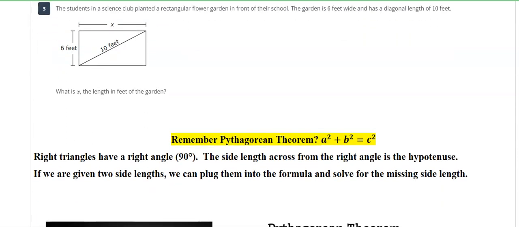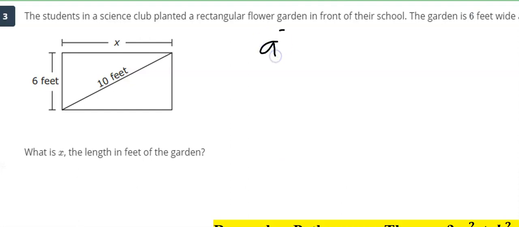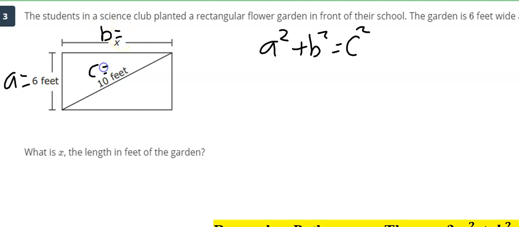A squared plus b squared is equal to c squared. Right here, this is a right triangle. It has a 90-degree angle, which means that we can use the Pythagorean theorem. So, I zoom in here. I know that we have a squared plus b squared is equal to c squared. If I make a equal to 6, b equal to x, and then c in this case would be 10 feet because c is always across from that right angle.